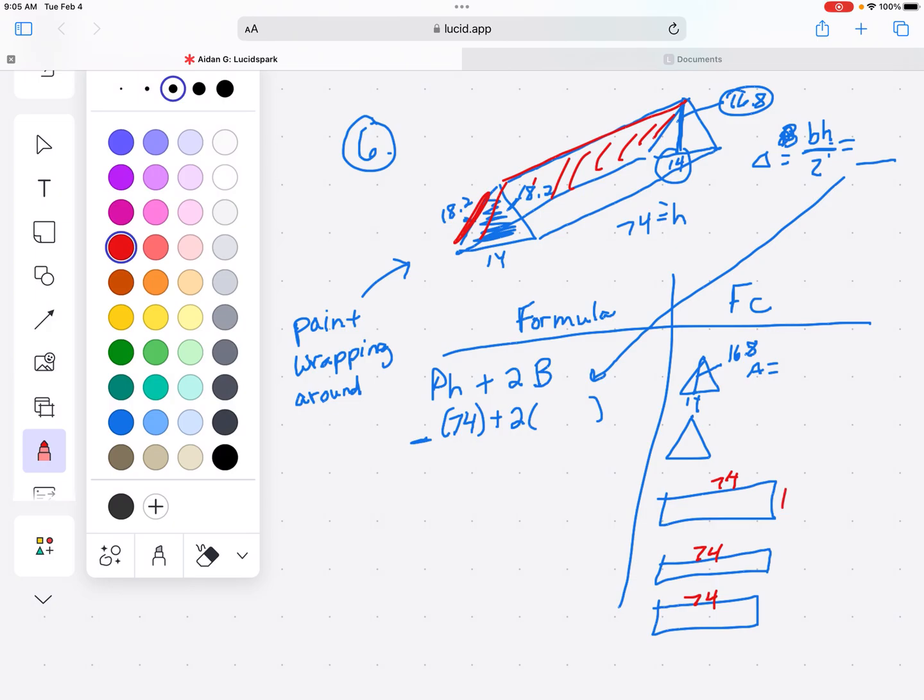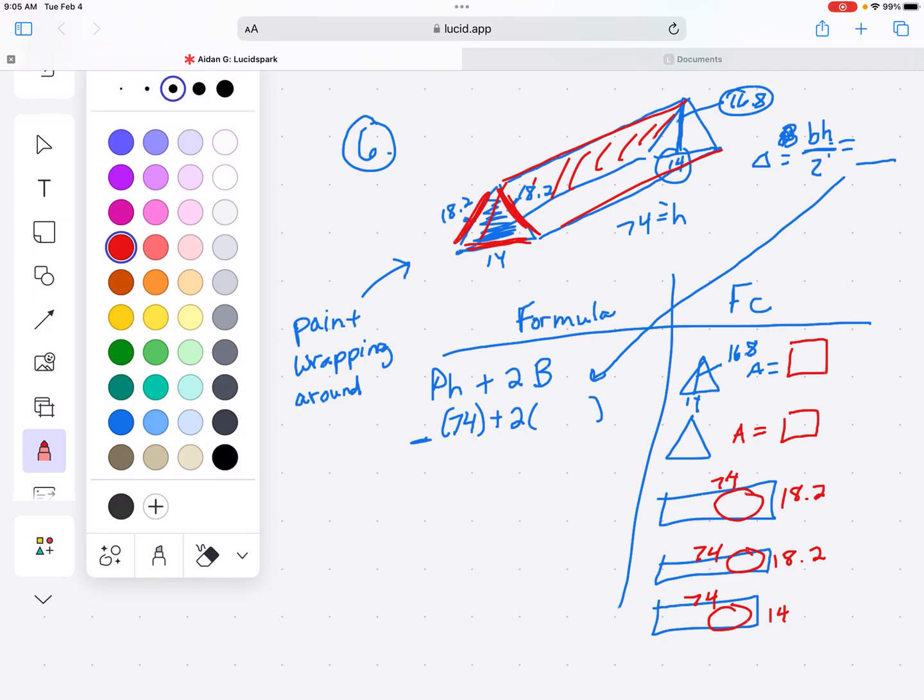One of them is 18.2. And then the other one right here in the front, that's also 18.2 because it was the same on both of those sides of the triangle. And then the bottom one is 14 on this edge. So then you find this area, and this area, and then you just add them up along with the areas, right? That's the way that you do it. So that's how you do number 6.